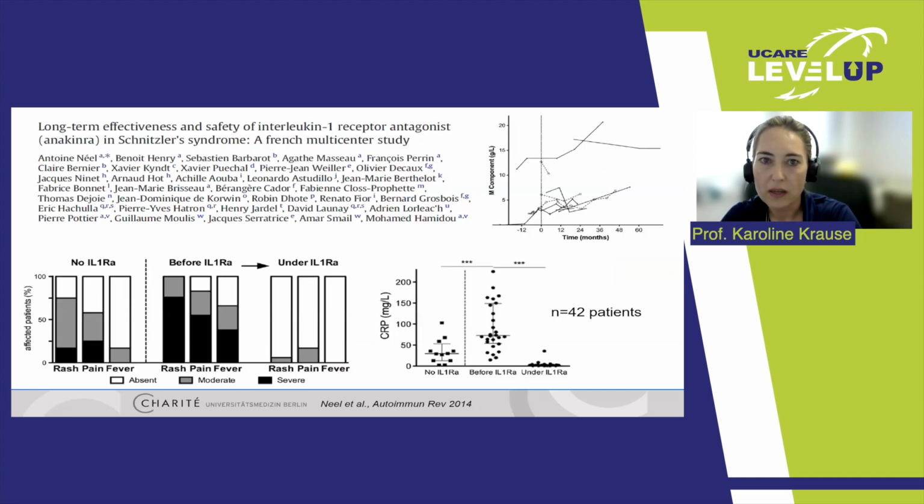For Schnitzler syndrome, this is a French multi-center study with 42 patients of this rare disease, showing that with anakinra treatment, patients in terms of rash, pain, and fever all improved a lot with anti-IL-1 receptor antagonist treatment, and also their inflammation markers went down. Interestingly, their IgM levels from the monoclonal gammopathy were stable or went up over time. So there was no change due to the introduction of treatment.